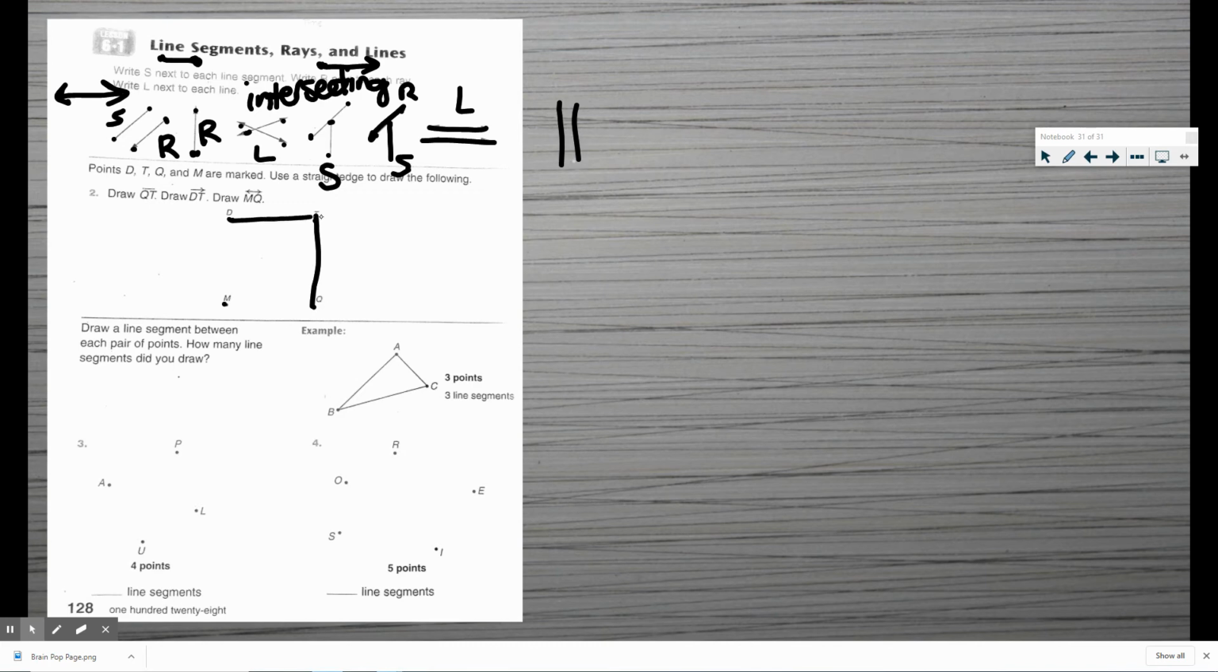Then I'm going to draw ray DT. So I'm going to draw, the endpoint is D, going out to T. Finally, I'm going to draw a line MQ. So here's M. I'm going to extend my line out just a little bit and go through Q.